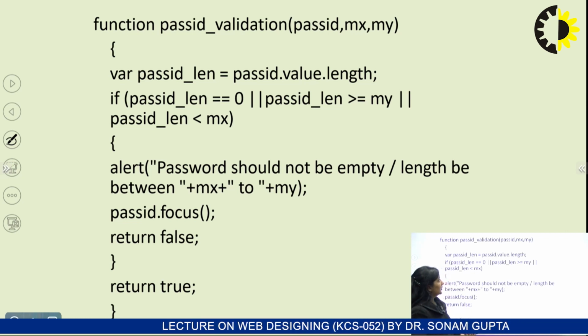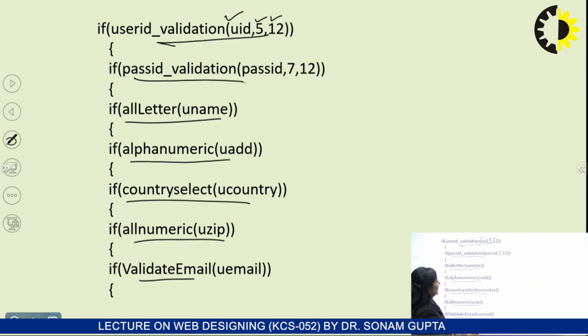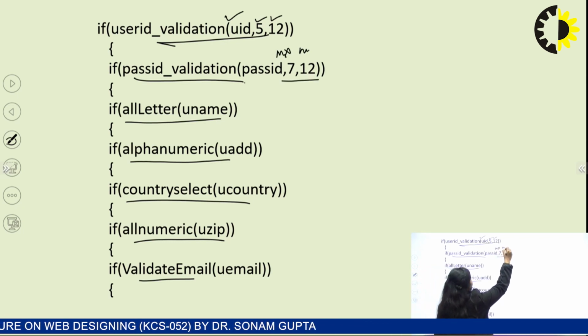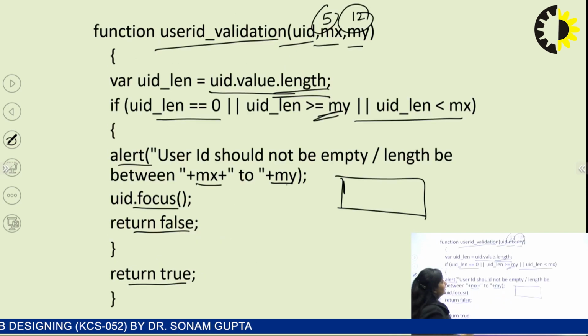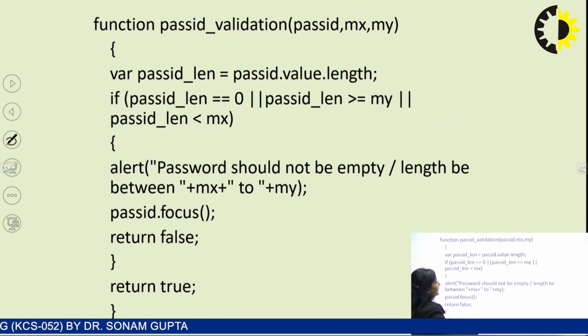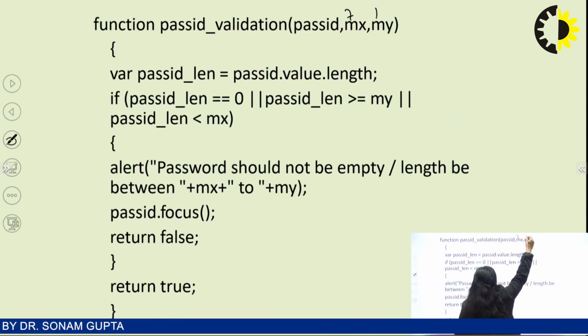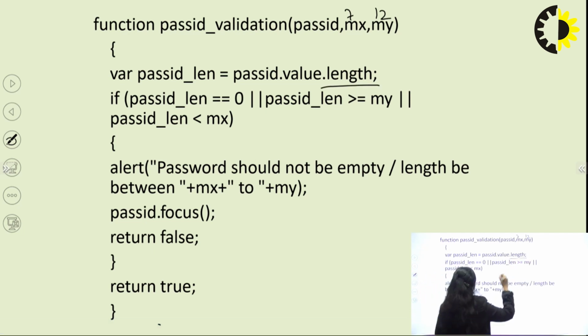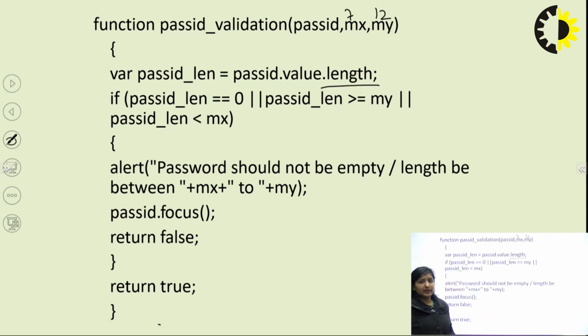So max and min: the values which were passed were 7 and 12. So max was 12 and min was 7. It will calculate the length of the password with the help of this length function. Again, it will check if the length is 0, that means the user hasn't entered anything.